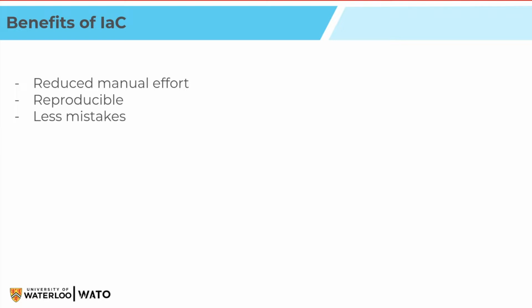It's also reproducible, so each time you run it, it's basically the same. Not the same with humans. We make a lot of mistakes, mistype things, do things different ways depending on what Stack Overflow post we read that day. So those are all the benefits of infrastructure as code.